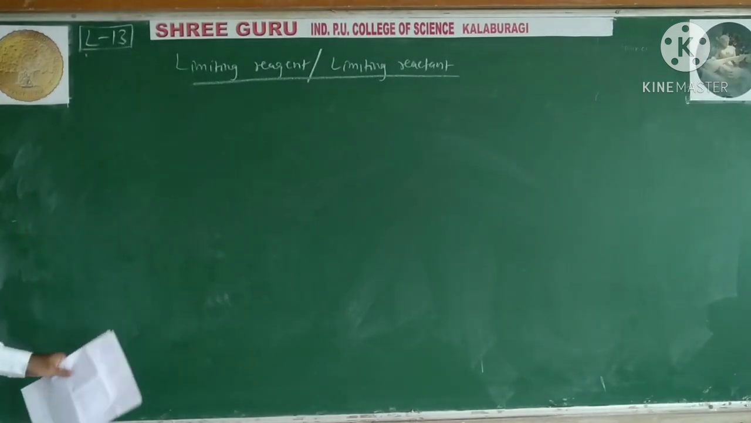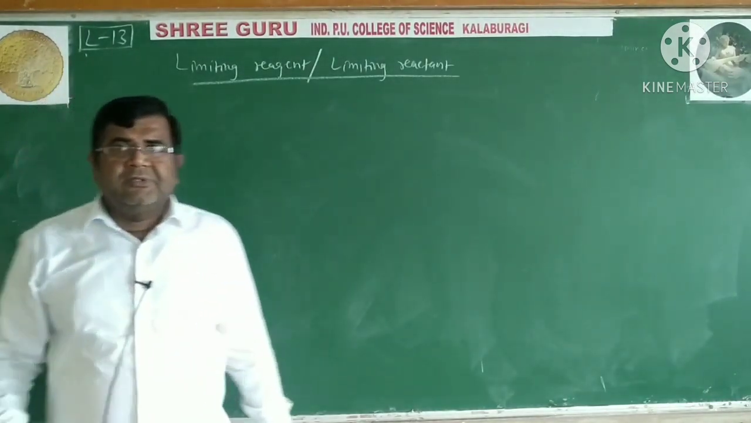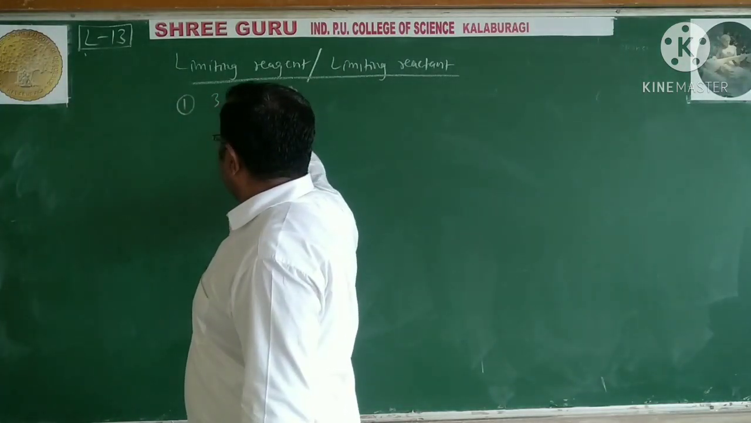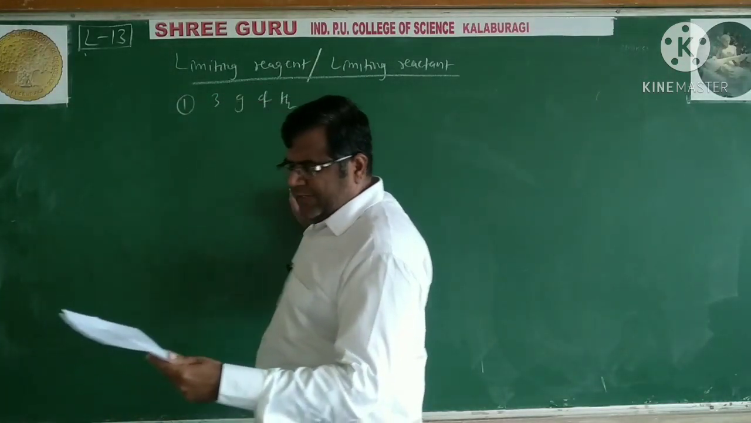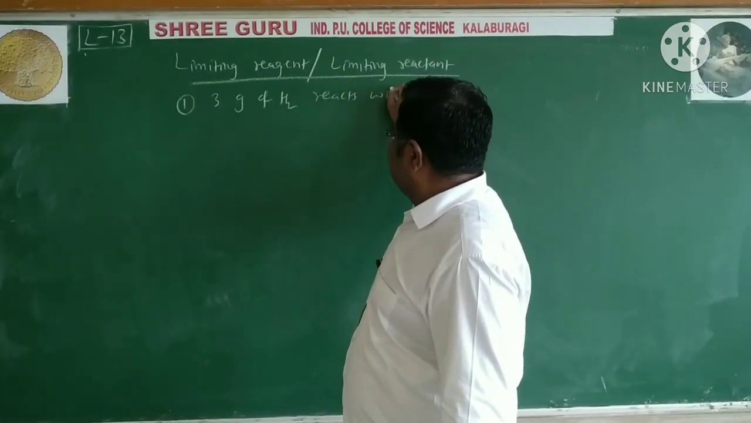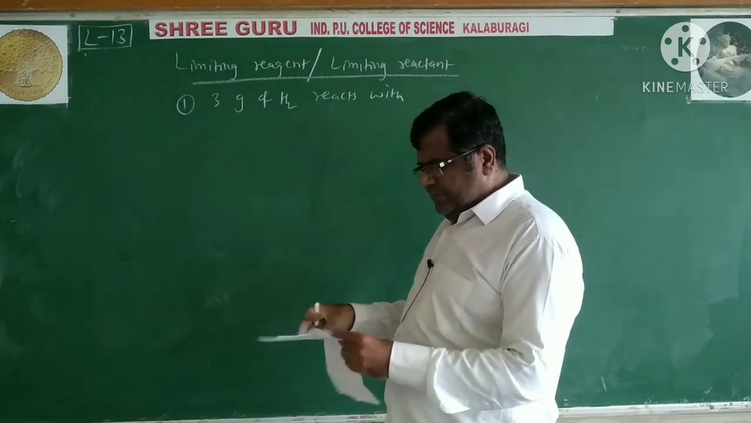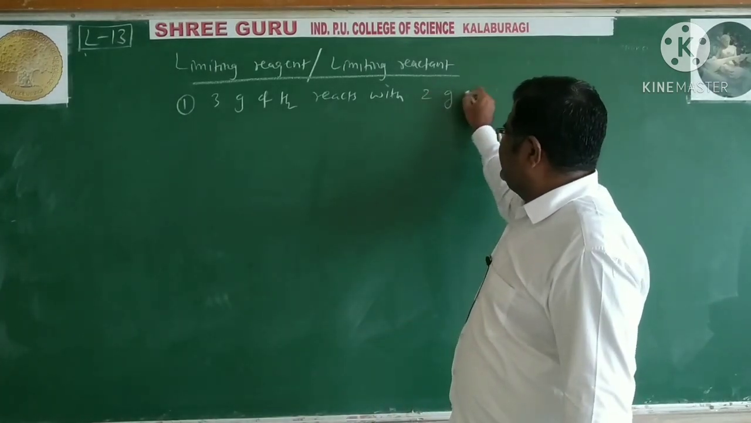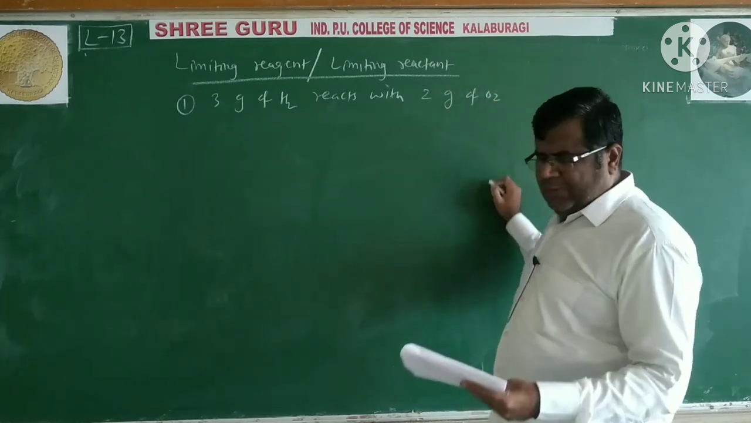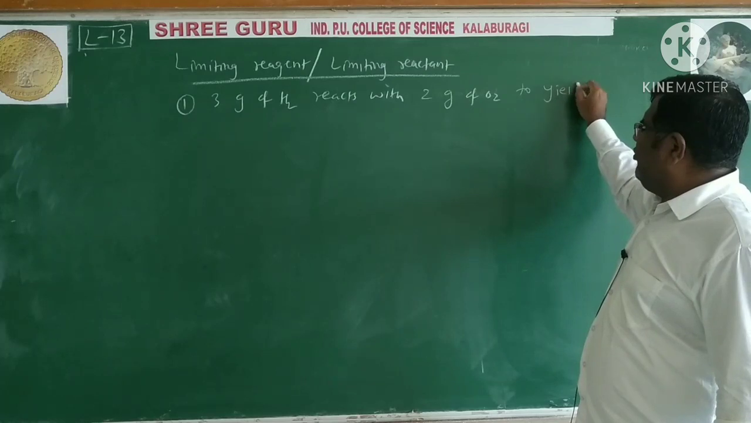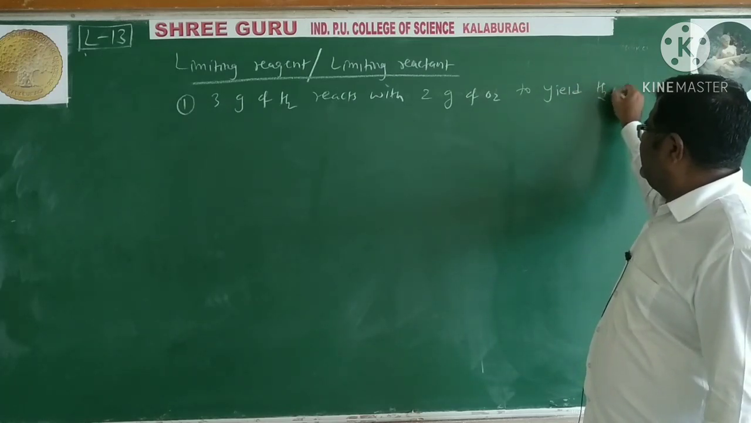3 gram of hydrogen reacts with 2 gram of oxygen to yield, yield means to form, H2O.